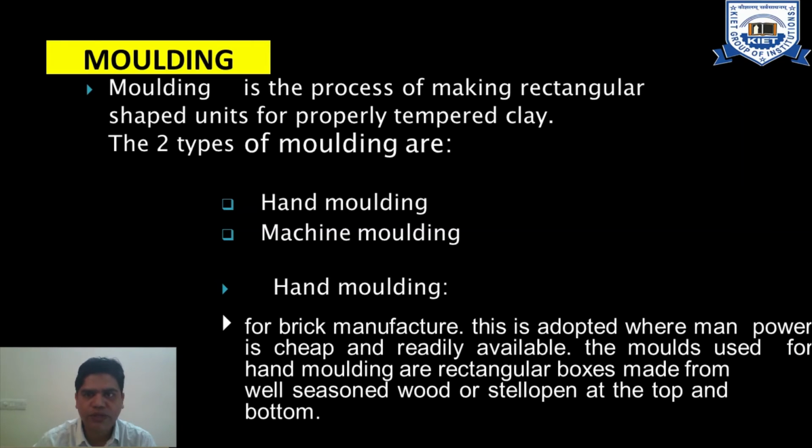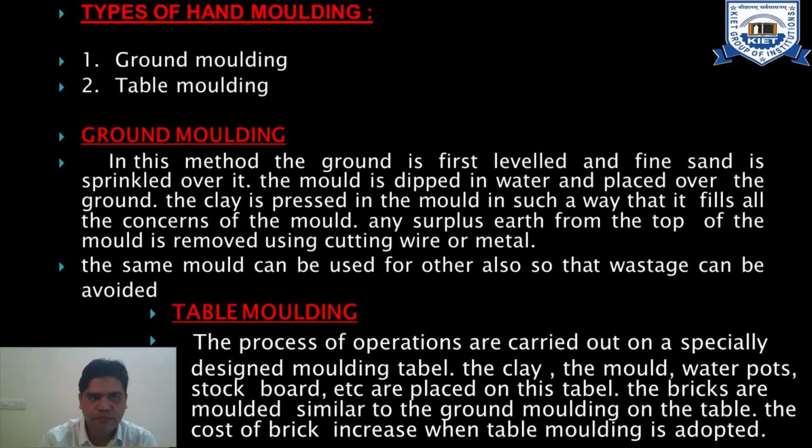Molding is the process of making rectangular shaped units from properly tempered clay. There are two types of molding: hand molding and machine molding. Hand molding for brick manufacture is adopted where manpower is cheap and readily available. The molds used for hand molding are rectangular boxes made from well-seasoned wood or steel, open at the top and bottom. Types of hand molding: ground molding and table molding.